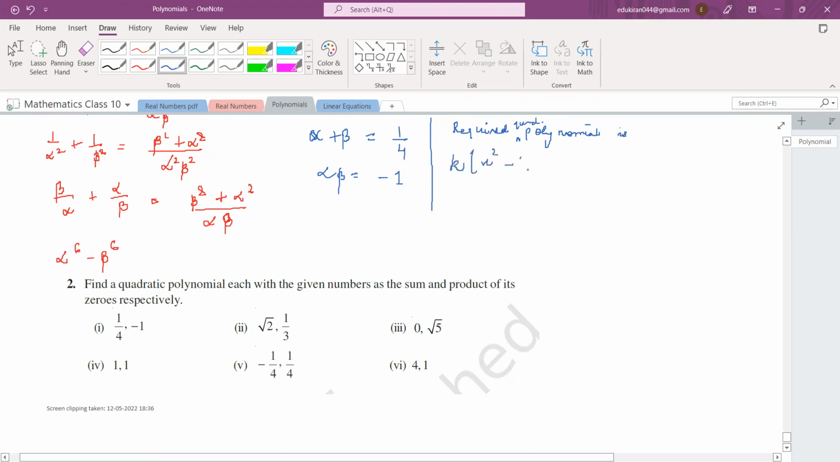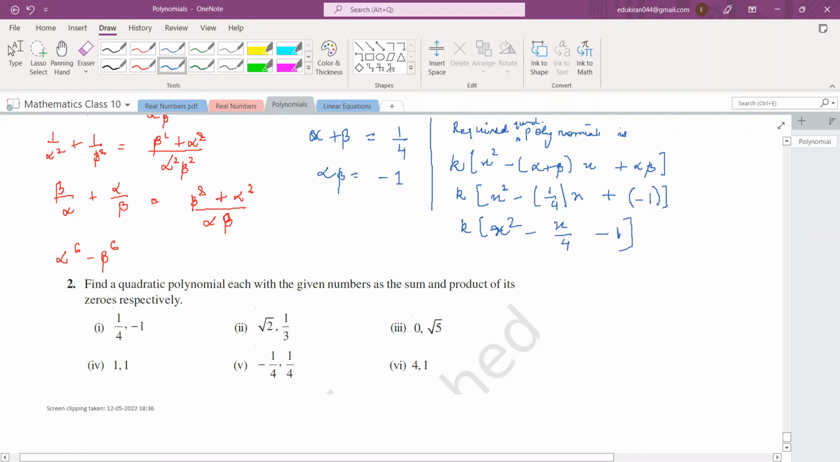of the form k times x square minus alpha plus beta into x and plus alpha beta, right? Yes, ma'am. So this is the general form. So you put the values here. So k into x square minus alpha plus beta, which is already given as 1/4 times x, and plus alpha beta, which is -1. So always use a bracket, otherwise there are chances of mistake. So this is k into x square minus x/4 minus 1, right?